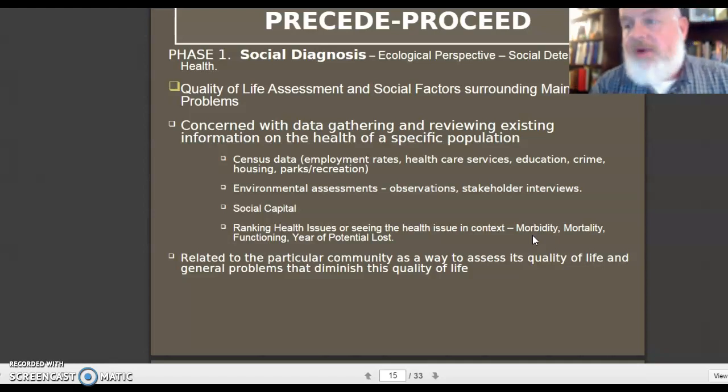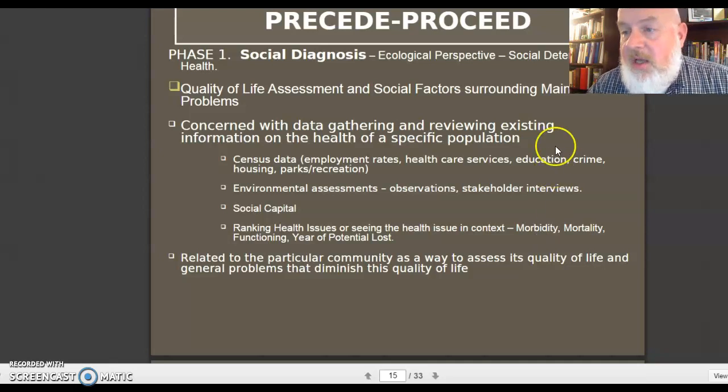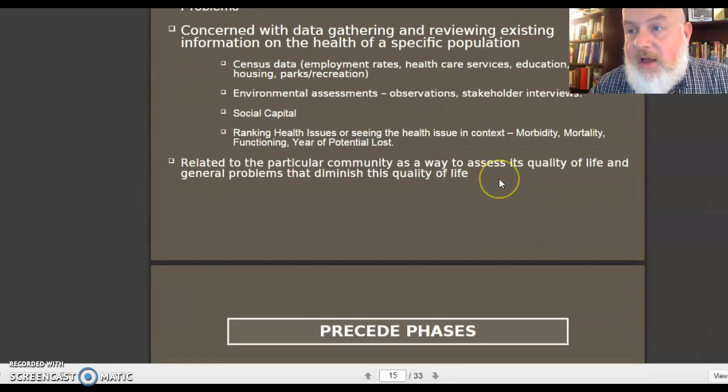And then also, what about ranking health issues, or seeing a particular health issue in context? It's really easy, especially if you're not part of a population, that your thoughts on a particular health issue are not seen the same way by the people that you're trying to help. So, issues of morbidity, mortality, functioning, years of potential life lost, all these kinds of things. All of this is related to particular communities, because you're looking at quals. You're wanting to assess general problems that diminish quality of life.